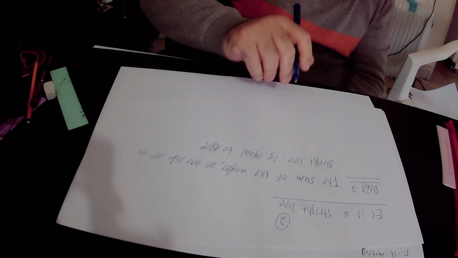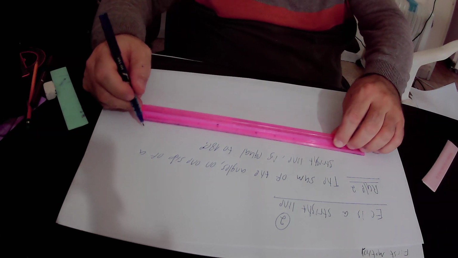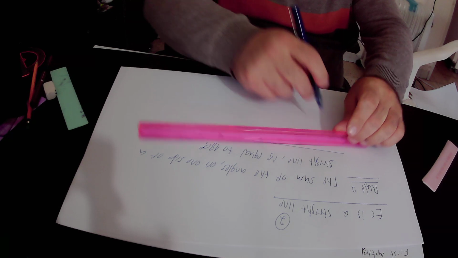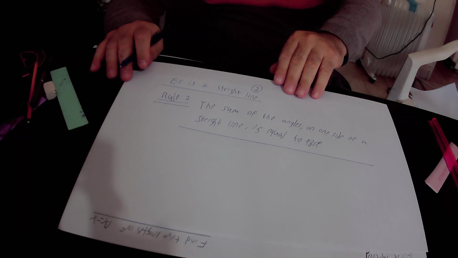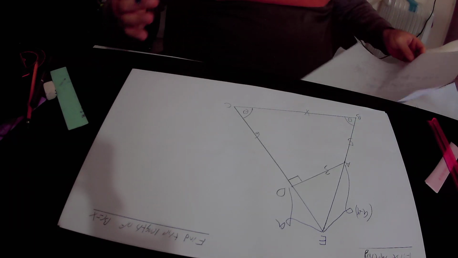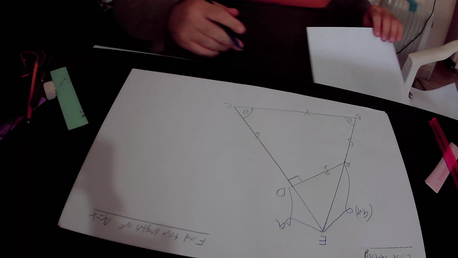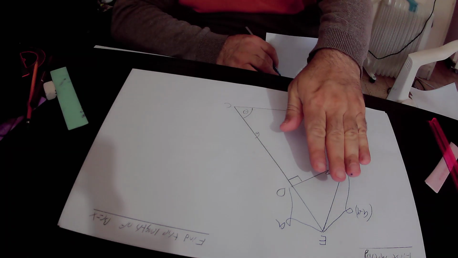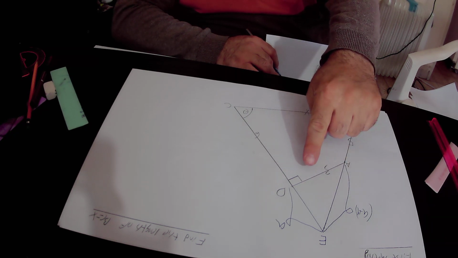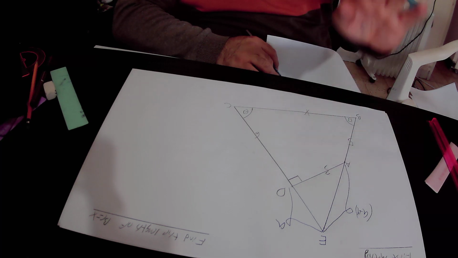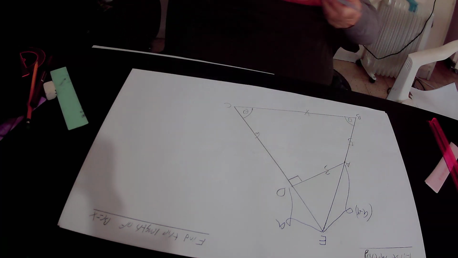I'll repeat rule number 2. So according to rule number 2, the sum of the angles on one side of a straight line is equal to 180 degrees. So according to rule number 2, if you focus on this side of the straight line EC at point D, then the sum of the angles here must be equal to 180 degrees.